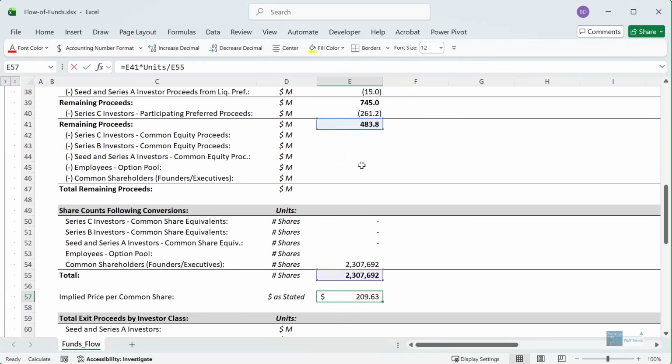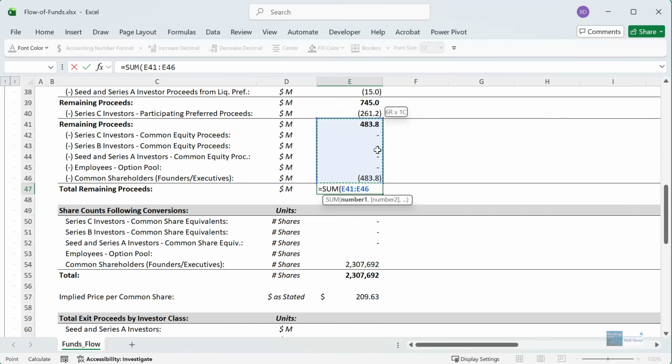We get to that, and so we get to our implied share price of $209. So clearly the employees are going to exercise their options here. Before doing that though, I also want to fill in the proceeds that go to each group. So we'll go down here and we'll take the ownership for each group in the exit. So we'll take their share count and divide by the total. I'll anchor this part, and then I will go and multiply by the remaining proceeds right here and anchor the row, copy this down, and then add this up to get our total remaining proceeds.